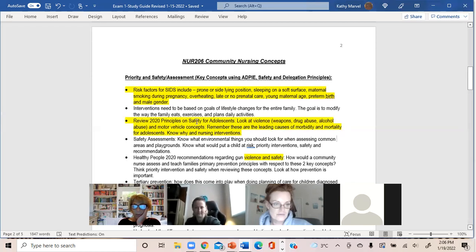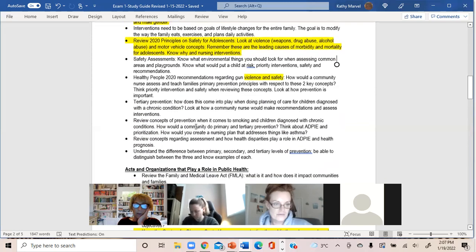Review 2020 principles on safety for adolescents. Look at violence, weapons, drug use, alcohol, and motor vehicle concepts. Remember, these are the leading causes of morbidity and mortality for adolescents. That's a big statement in there. These are leading causes of morbidity and mortality. What is? Violence, motor vehicle accidents. Make sense? So as you read each bullet, think about what do I need to know? What do they mean?